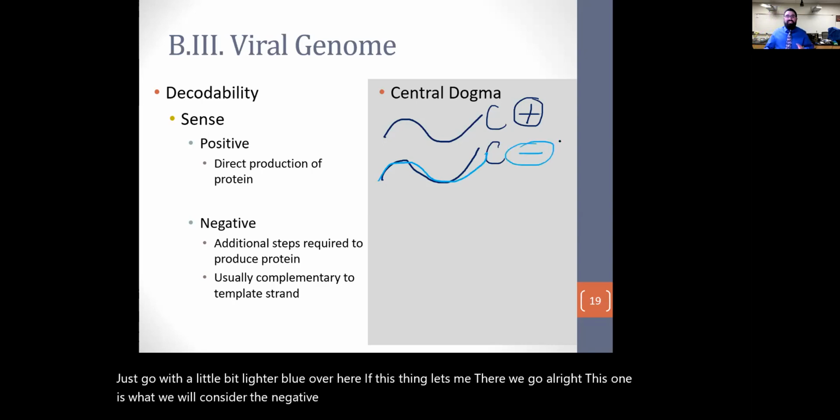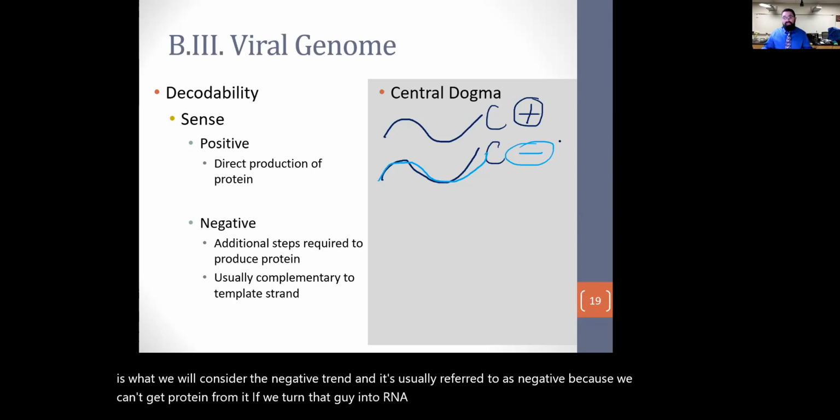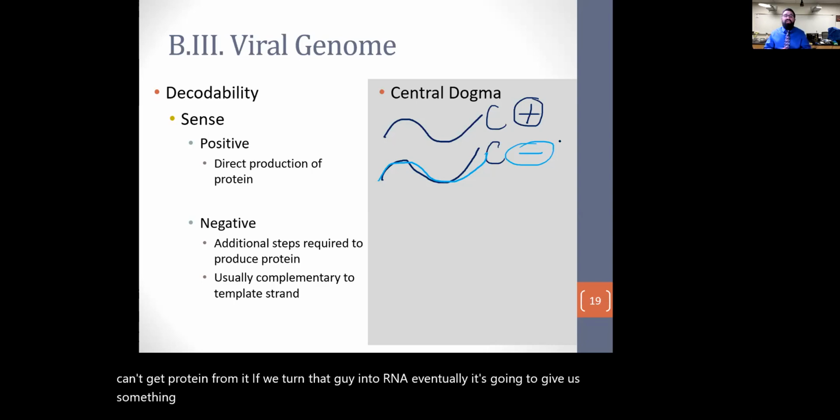And it's usually referred to as negative because we can't get protein from it. If we turn that guy into RNA, eventually it's going to give us something weird. It's not going to give us the right codons. It's not going to give us the right information to produce the protein we want to make. So that's usually referred to as a negative sense.